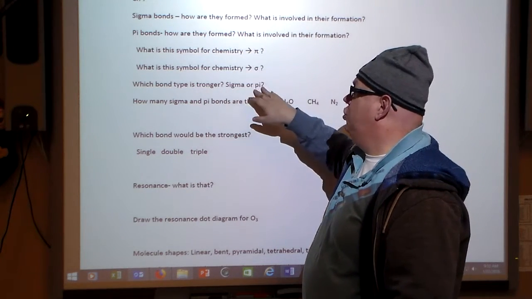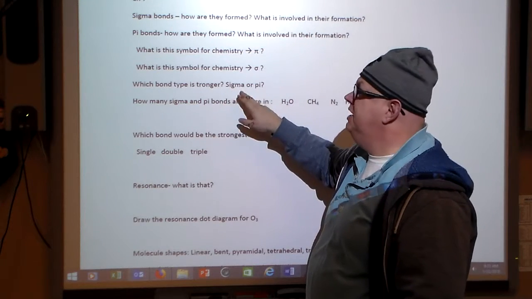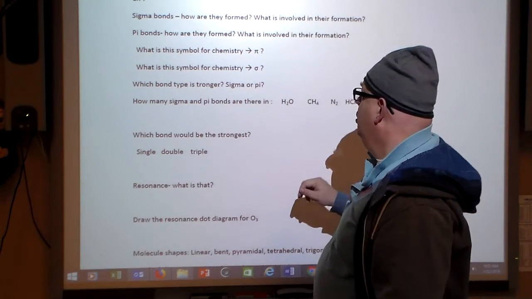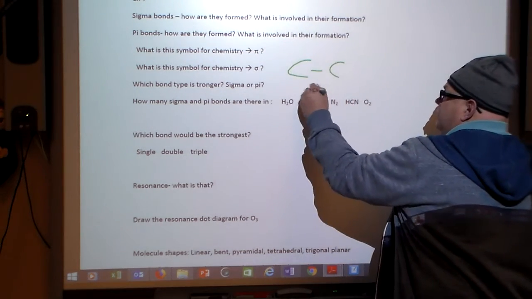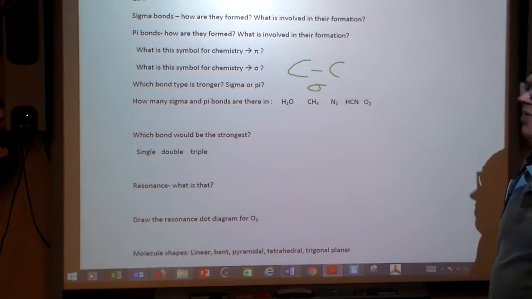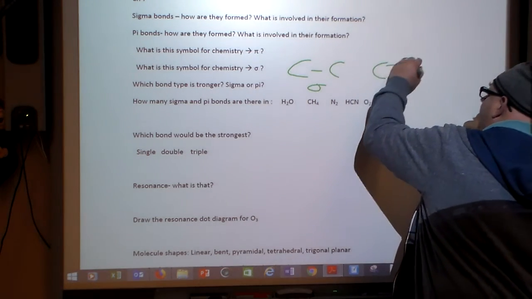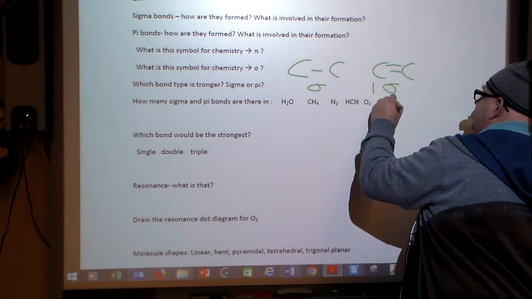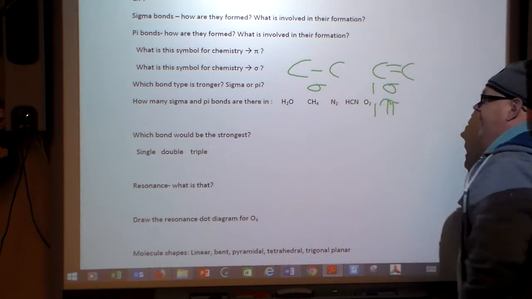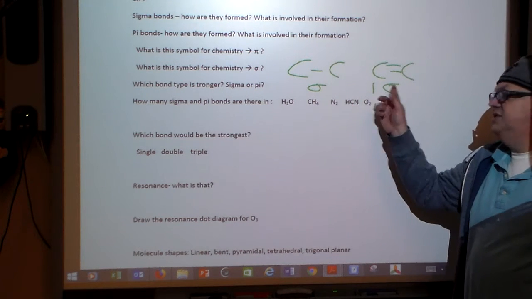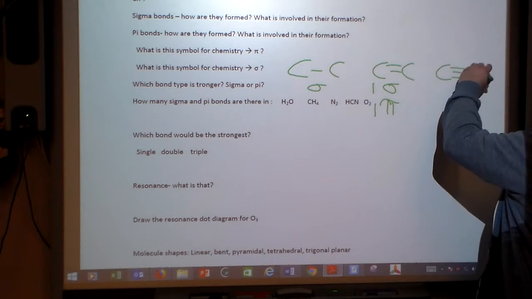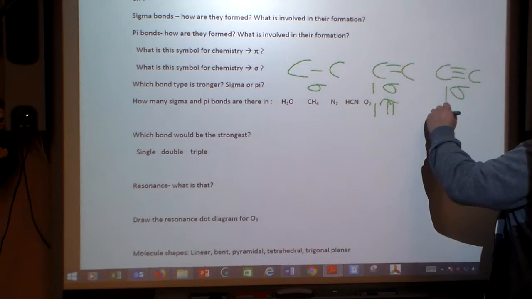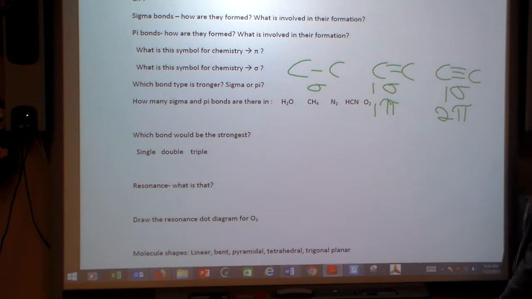Which is actually stronger, sigma or pi? It's the sigma that's stronger. When we look at something like this, there's only one sigma, nothing else. If you have a double bond, you have one sigma and one pi. Sigma will always exist in every bond that's out there, always, always, always. And then here, one sigma, two pi, like that. That's what's happening.